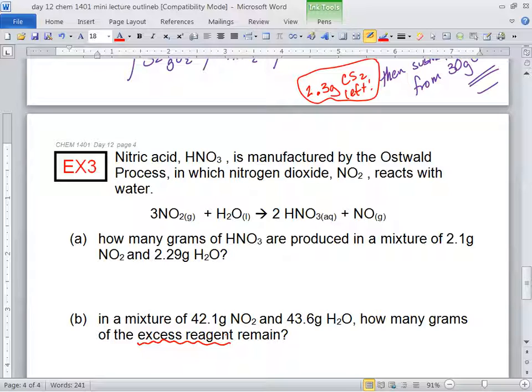And A, is this all we have to do? Would that give you grams of HNO3? We're going to produce a mixture of 2.1 grams of NO2. Well, you're going to have to do it twice, though. Yeah, I did the NO2 and the H2. And then you pick your smallest answer, and that's it. That gives you grams, because you converted all the way to grams. Okay.